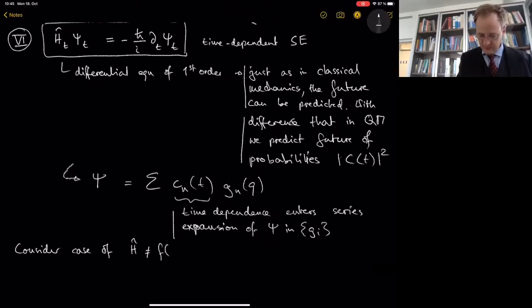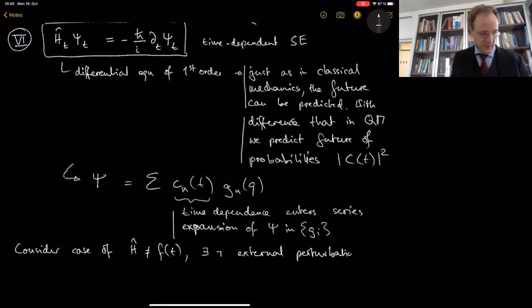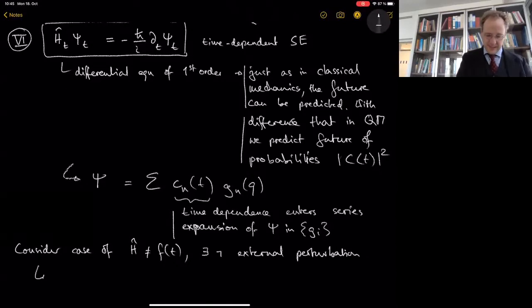So h is not a function of time, which means there's no continued external perturbation. That means we basically have our system's Hamiltonian, like we are used to. You have some wave function, and this must be your energy.